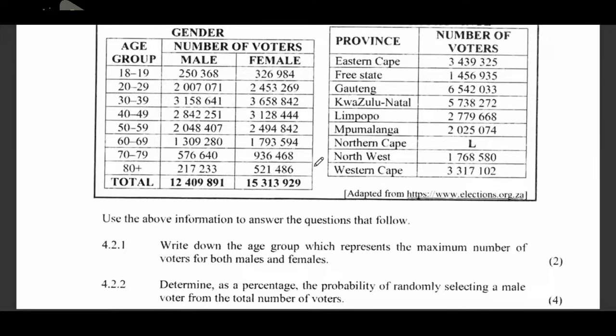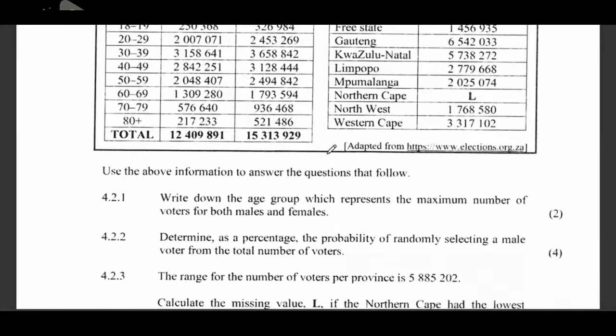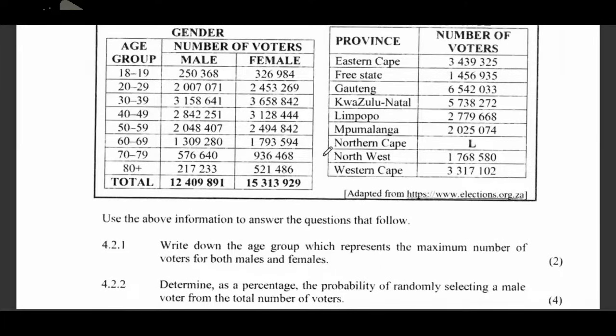Anyway, write down the age group which represents the maximum number of voters for both male and female. Age group maximum. What do they mean? But the highest. It shows the highest. So let's check here. What's the highest value that we have here? It's this one here. Then let's come here and we look for the highest value. 3136. It's this one here. So the age group is what? It's 30 to 39.